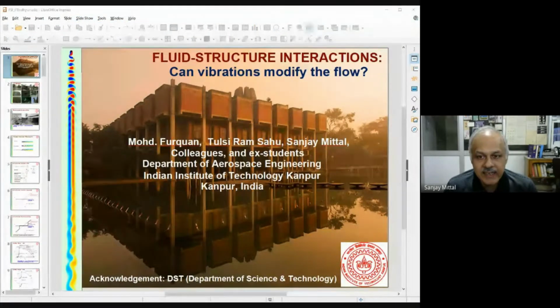The title is essentially about fluid structure interactions, and most of the time people think of structural analysis as simply some kind of an add-on. But what I wanted to show here is that vibrations can actually modify the flow so much that one would have to really look at a coupled fluid structure interaction.